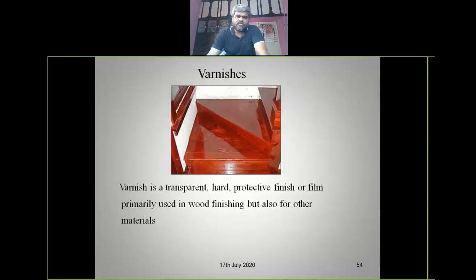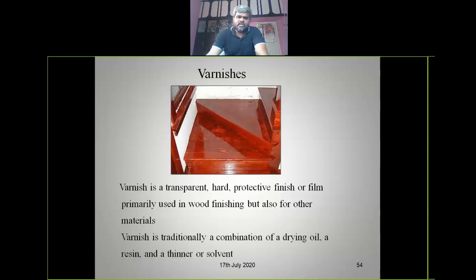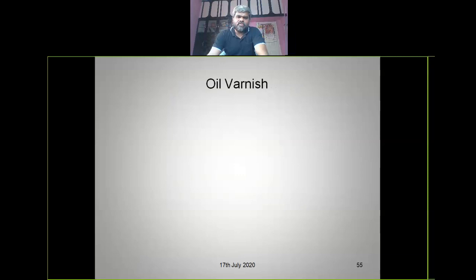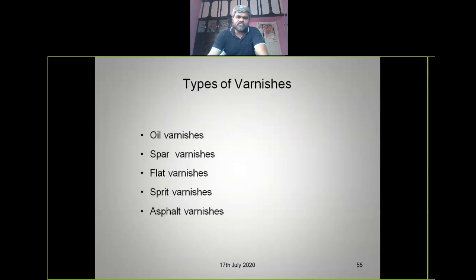So next, varnishes. Varnish is a transparent, hard, protective finish or film, primarily used in wood finishing, but also for other materials. Varnish is traditionally a combination of drying oil, a resin, and a thinner or solvent, right? Types of varnishes: oil varnishes, spar varnishes, flat varnishes, spirit varnishes, asphalt varnishes, etc.